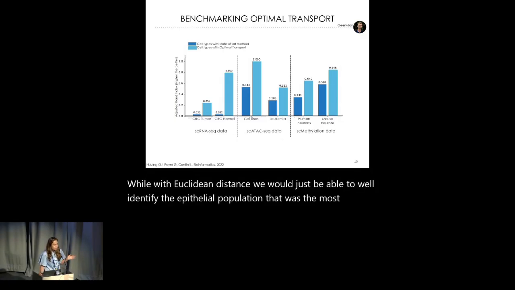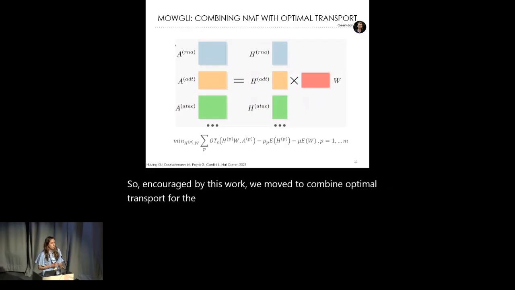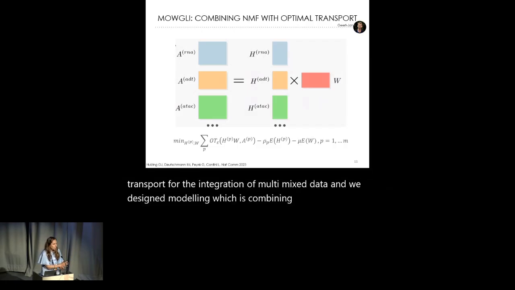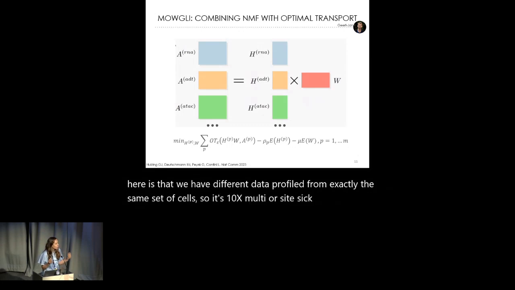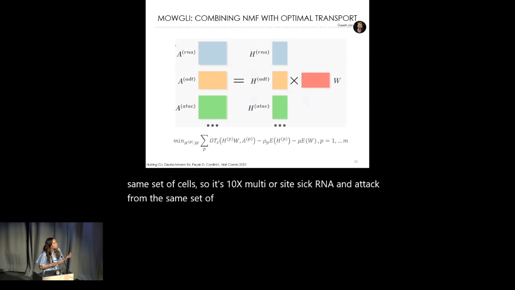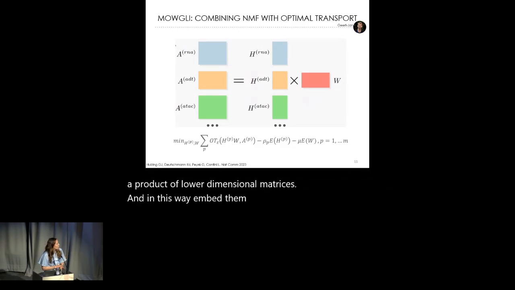So encouraged by this work, we moved to combine optimal transport for the integration of multi-omics data, and we designed MOGLI, which is combining integrative non-negative matrix factorization with optimal transport. The idea here is that we have different data profiled from exactly the same set of cells. So it's 10x Multiome or SHARE-seq, RNA and ATAC from the same set of cells. And what we do is to write them as a product of lower dimensional matrices, and in this way embed them into a shared lower dimensional latent space.